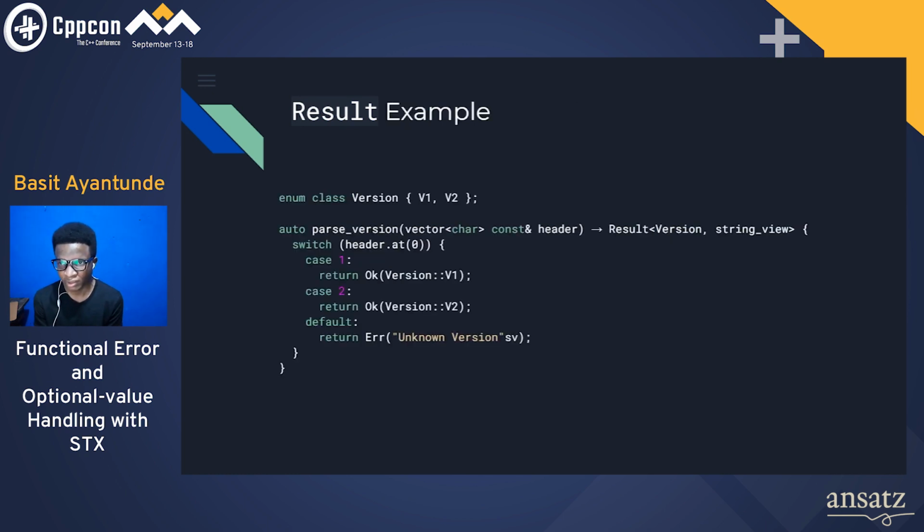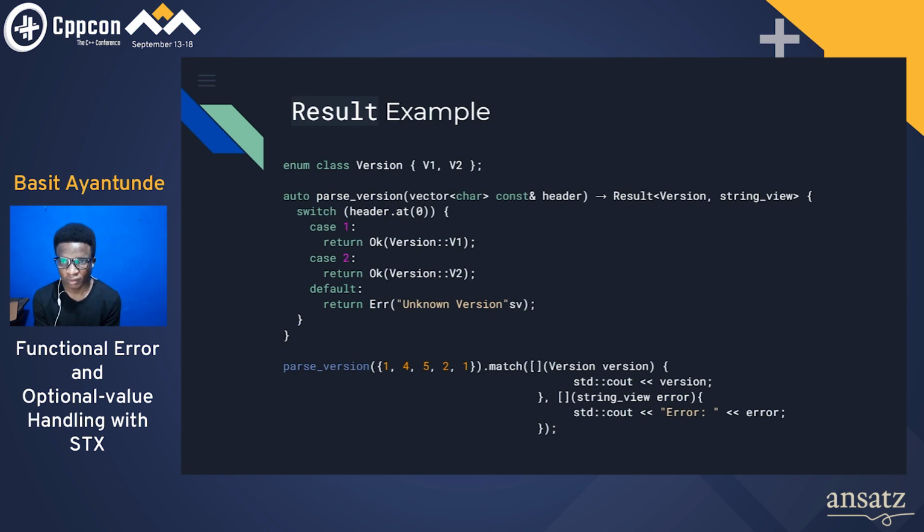Let's look at some examples of how you'd use Results in your code base today. We are writing a simple parser which just gets the first character and maps it to a version number. You can observe how we use the Ok and Err types for representing success and error. Let's now look at some of Result's methods. First off is the match method, which we use for handling both the case where there was a successful parse and where there was no successful parse.